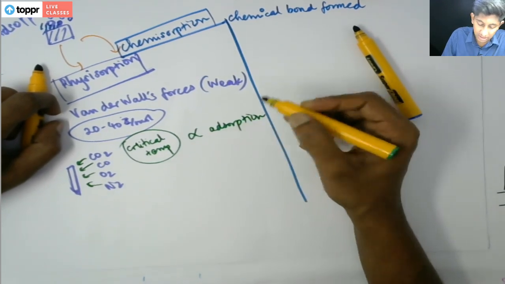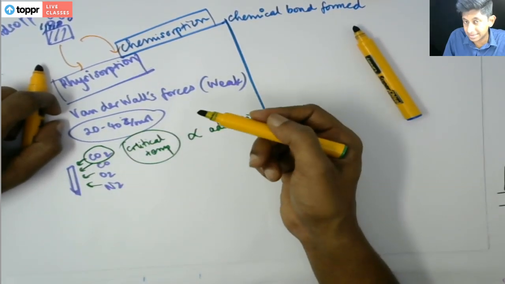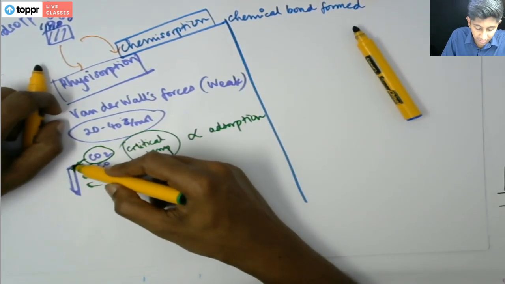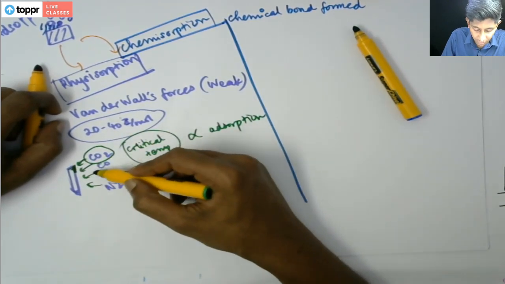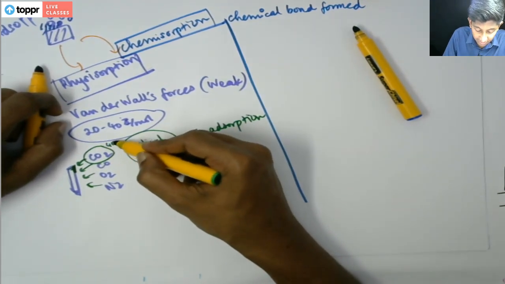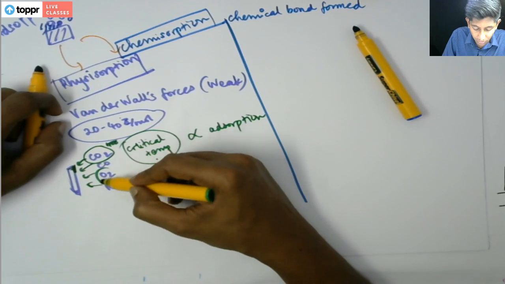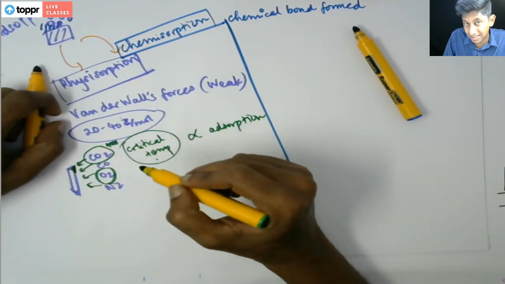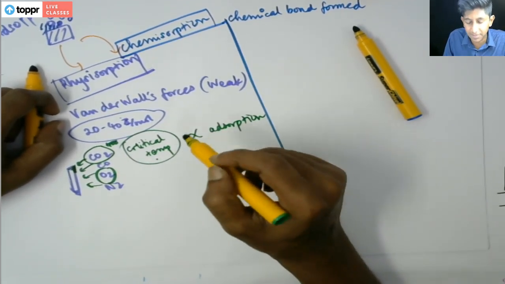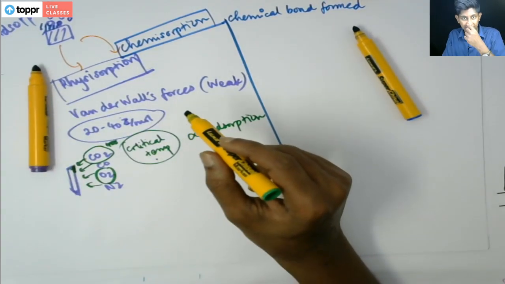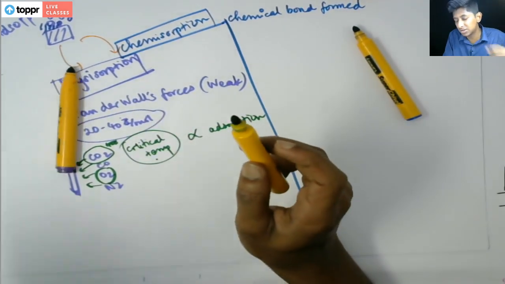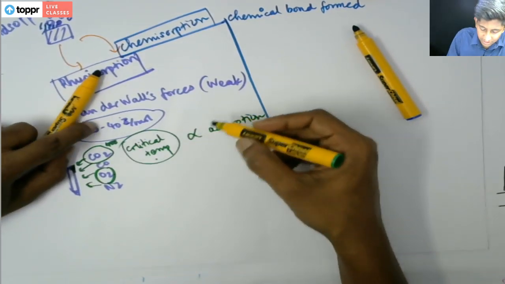Which means that if CO2 has the highest critical temperature, then it will be given more preference in forming a physisorption bond. Similarly, if O2 has the least critical temperature, let's just say this is 400 Kelvin or any value, it will be given the least adsorption. So this thing is driven by critical temperature, and it is only a physical change. It is just van der Waals forces. It doesn't take much time, and this process is reversible.